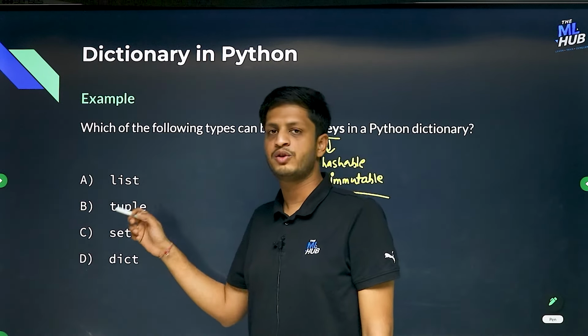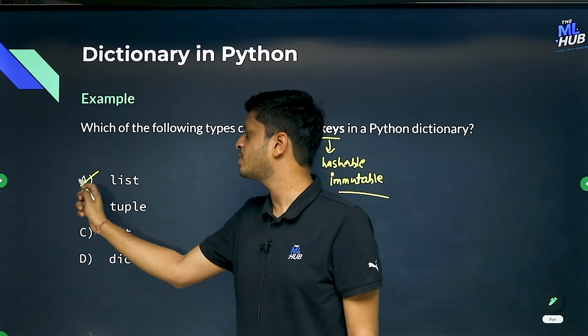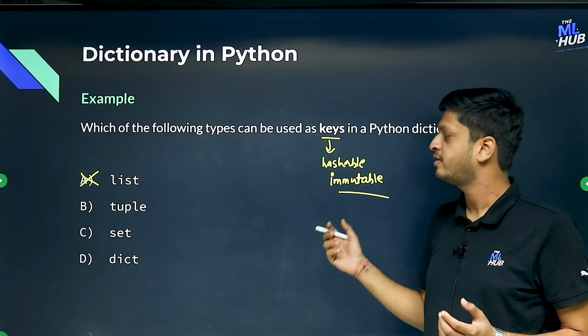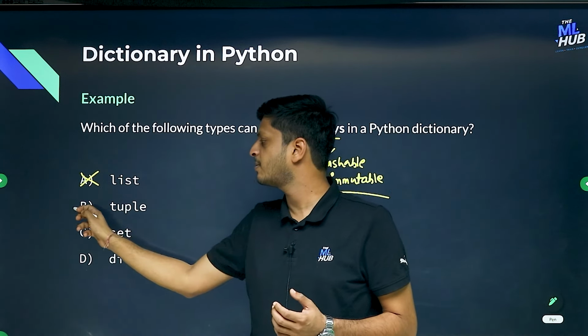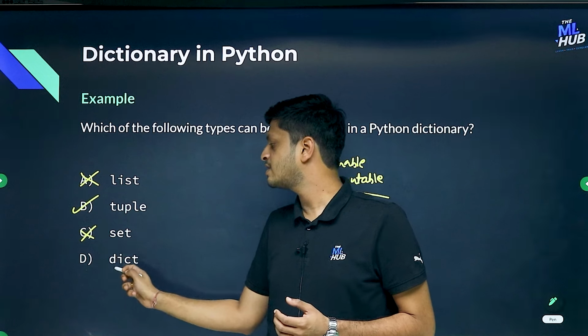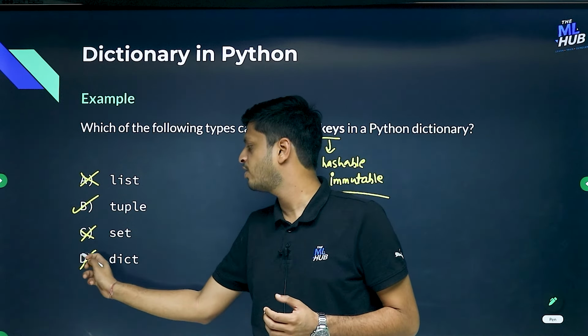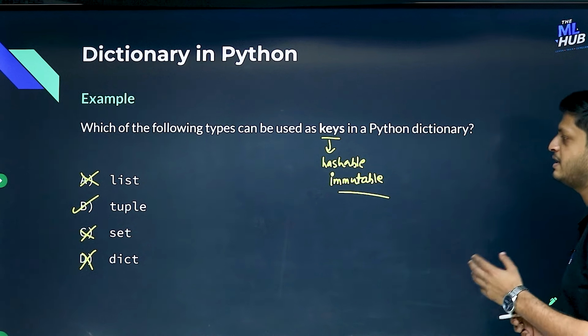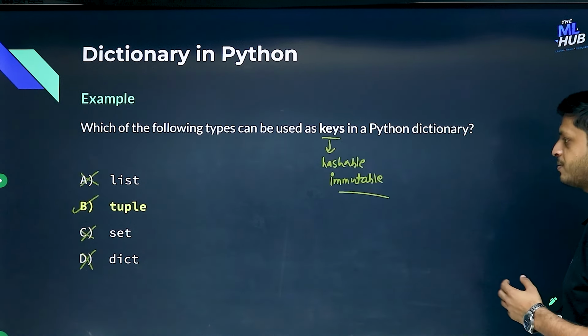So list, can we use a list as a key? List cannot be used because list is mutable and hence it is unhashable. It must be immutable. Tuple is immutable, so tuple can be used. Set is mutable, so set cannot be used. Dictionary is mutable, so dictionary also cannot be used. Only tuple is immutable and hence tuple can be used. So option B is correct here. Only option B, okay?